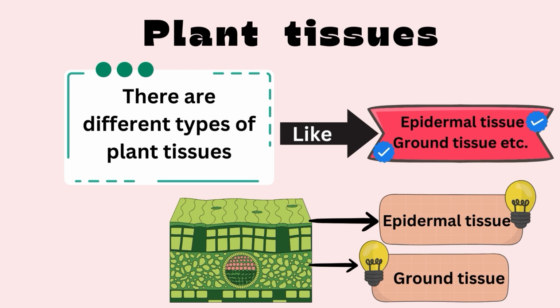What are plant tissues? There are different types of plant tissues, for example, epidermal tissue and ground tissue, etc. Epidermal and ground tissues of plants are shown in the diagram below.